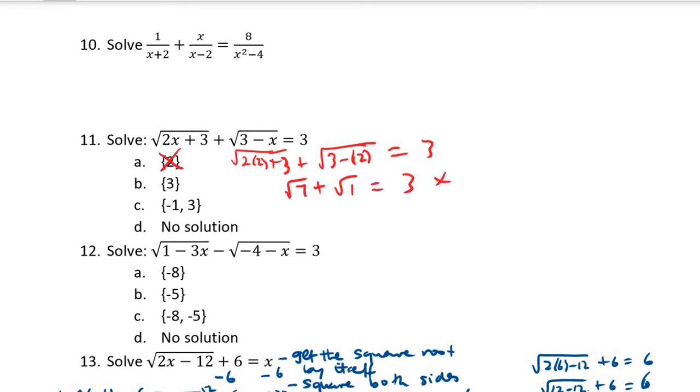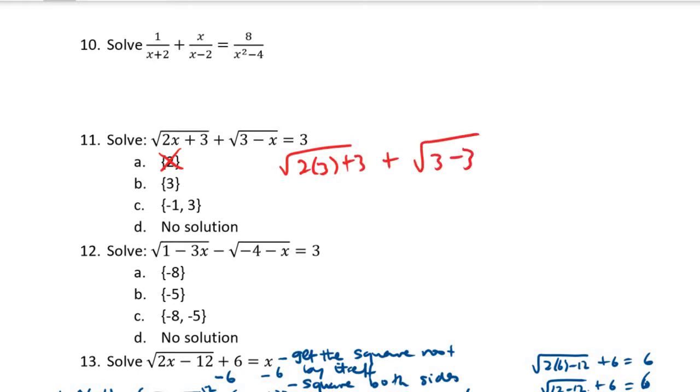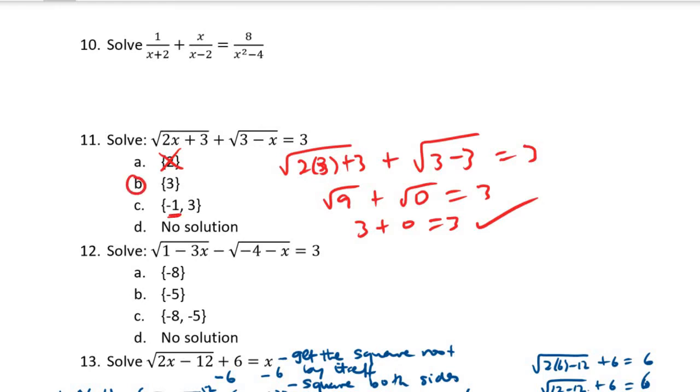So this is false. Let's plug in 3. Plugging in 3 will be the square root of 2 times 3 plus 3, plus the square root of 3 minus 3, equals 3. Let's see. 2 times 3 is 6, so the square root of 9 plus the square root of 0. The square root of 9 is 3, and 3 plus 0 is 3. Yes, it's true. So the answer will be this. If I try to plug in negative 1, it's not going to work. So you have to try them, okay? If nothing works that's given to you here, there is no solution, okay?